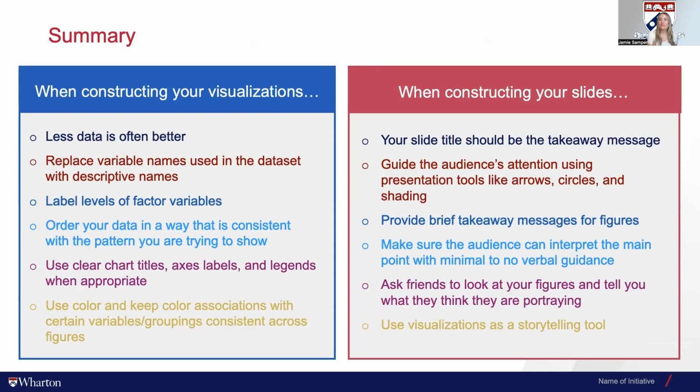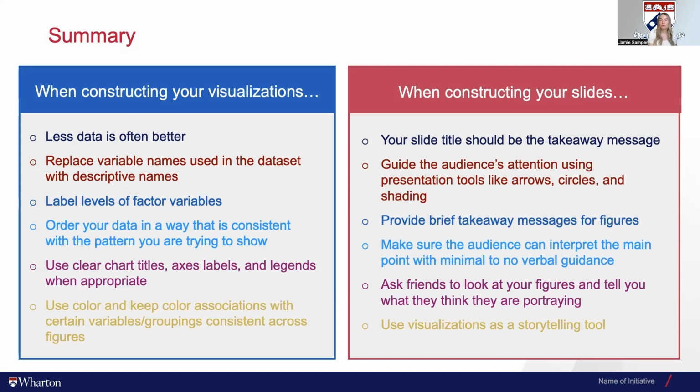So let's summarize everything that we've learned in today's workshop. When constructing your visualizations, remember that less data is often better. You want to make sure that you replace the variable names used in the dataset with descriptive names. For example, something like petal length might be abbreviated in a dataset to PL. But when you display those findings, you want to make sure that you're changing the variable name to petal length instead of PL.